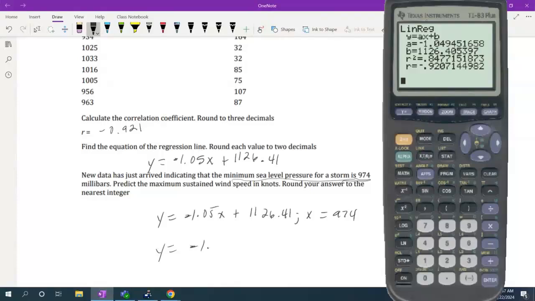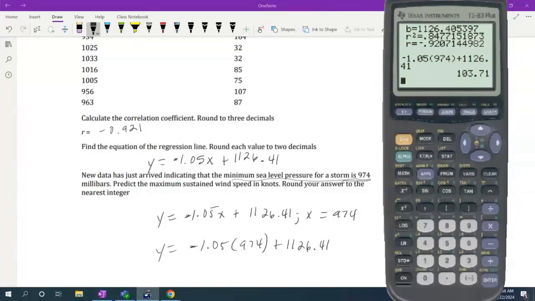So y is equal to negative 1.05 times x, which is 974, plus 1,126.41. And if we simplify, negative 1.05 times 974 plus 1126.41, we have a wind speed of 103.71.